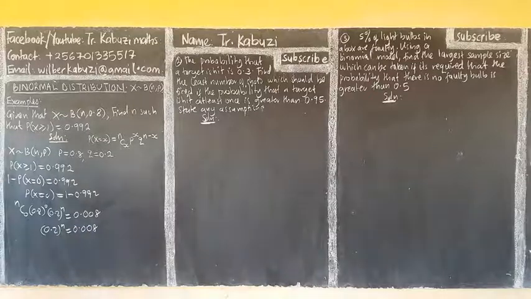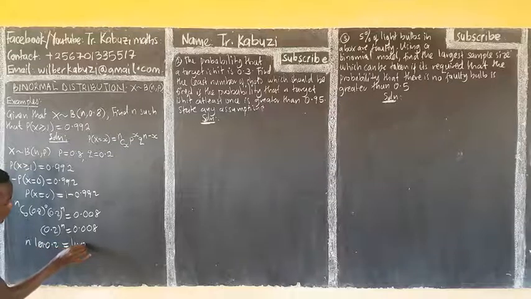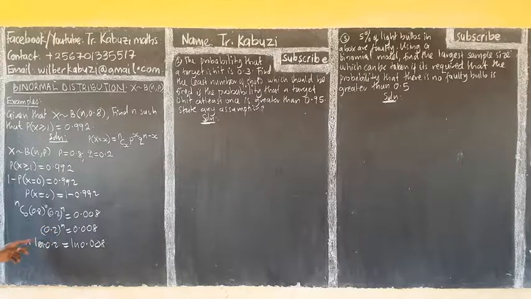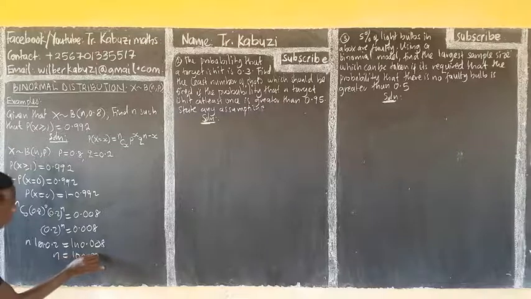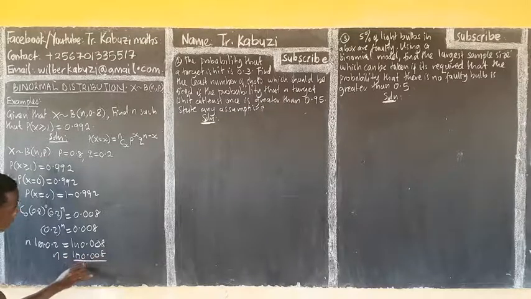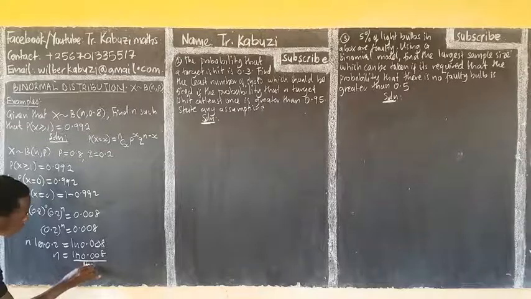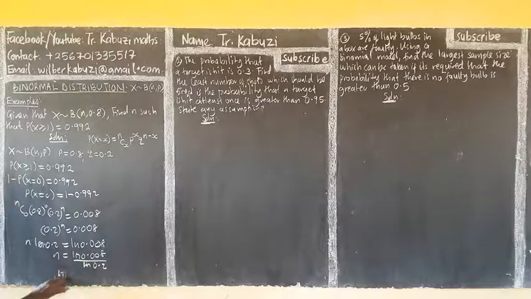equaling 0.008. What happens there? We introduce natural log on both sides. So this is going to follow: n natural log of 0.2 equaling natural log of 0.008. Using properties of logarithms, the n will come here. So divide through, so our n will be natural log of 0.008 divided by natural log of 0.2. And so our n here will be 3.